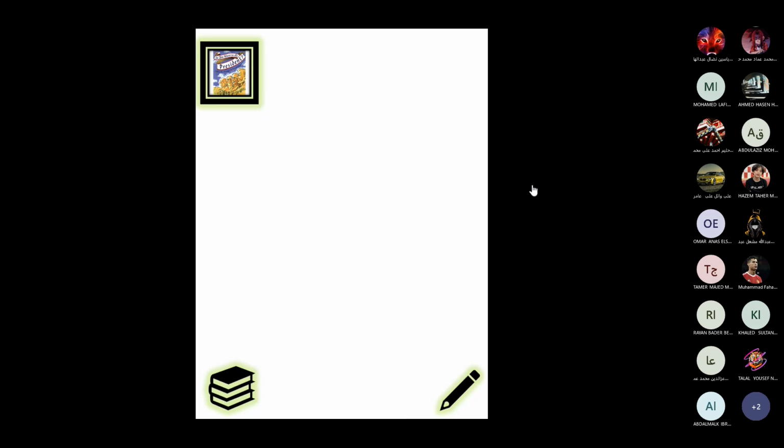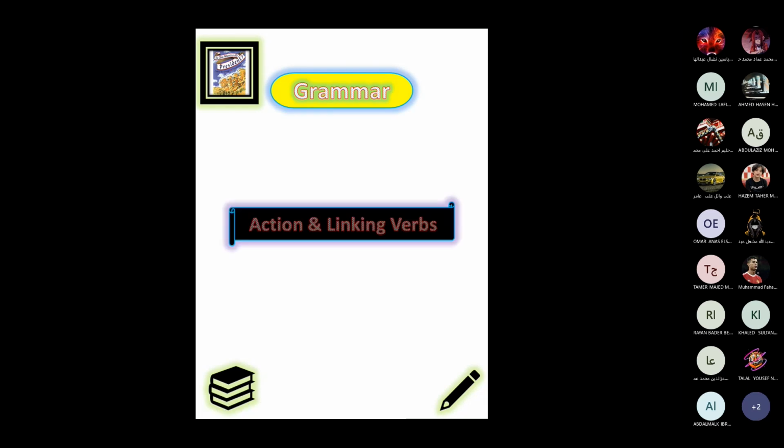Okay, good morning guys. Today, inshallah, we have a new part in our Read as Writers book, and the part of today is about grammar. Guys, today we have, inshallah, a new title. Our title of today is Action and Linking Verbs. This lesson of today refers to the predicate and the subject which we studied before.